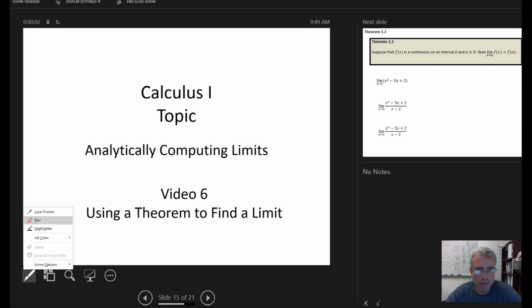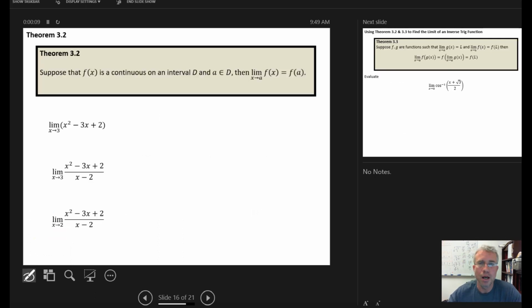So in this video, we're going to look at finding a limit by using a theorem that's going to give us a shortcut method for finding a limit versus how we've been doing it in previous videos. Notice that I've called this theorem Theorem 3.2.